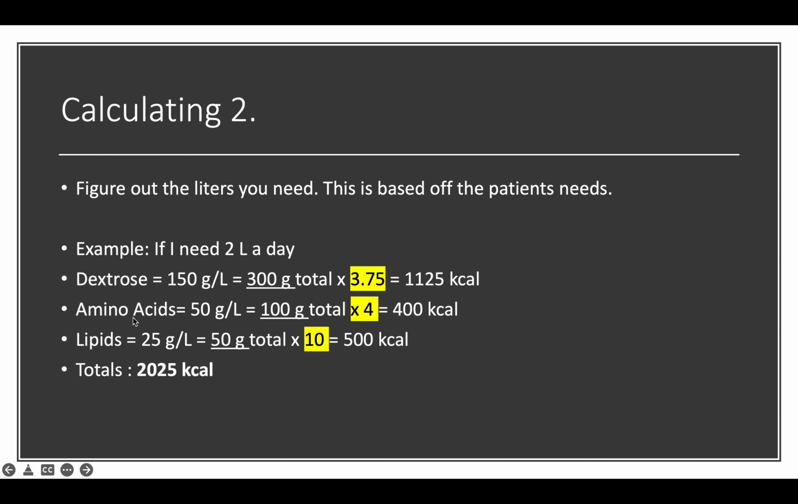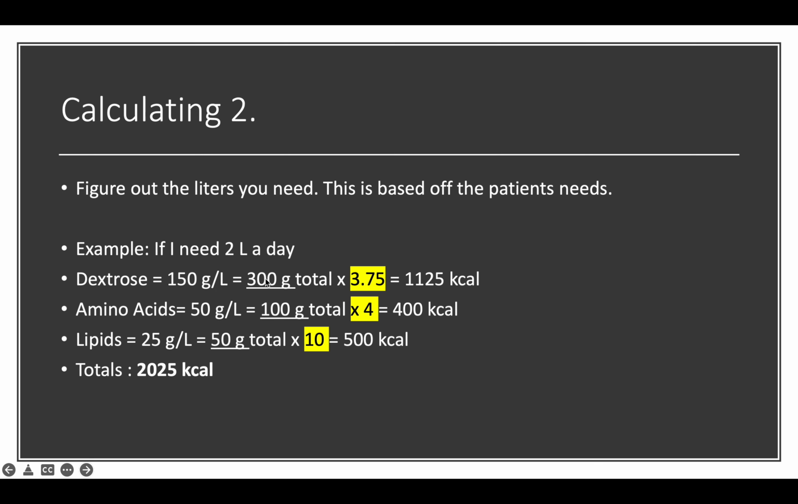Same thing for amino acids. I'm just going to do the basic 50 grams per liter, times that by 2. I get 100 grams of amino acids, or 100 grams of protein, in this solution. And then again with lipids, 25 times 2, 50 grams. That's how much lipids I have in this solution.